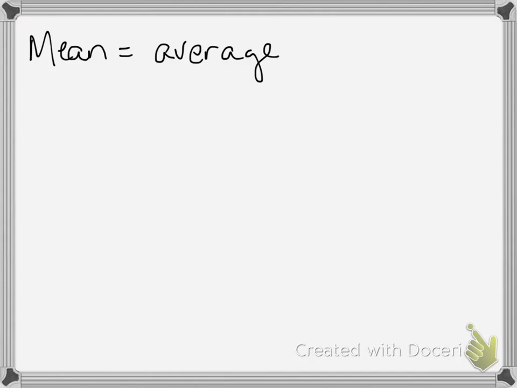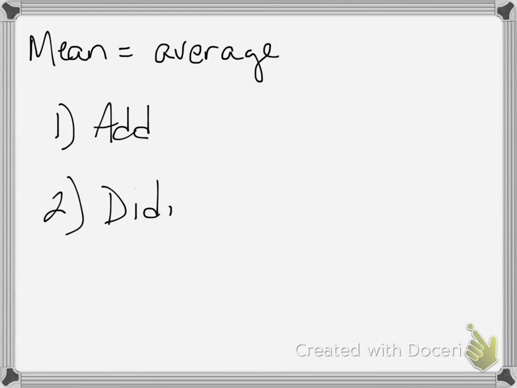So it is the average for a particular set of numbers. And to calculate the mean is pretty straightforward. There are just 2 steps. Step number 1 would be to add up all of the numbers in the data set. Step number 2 would be to divide by the number of items that are in the data set. So let's do a couple examples so this is clear.